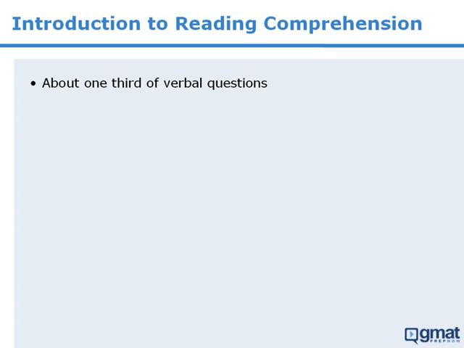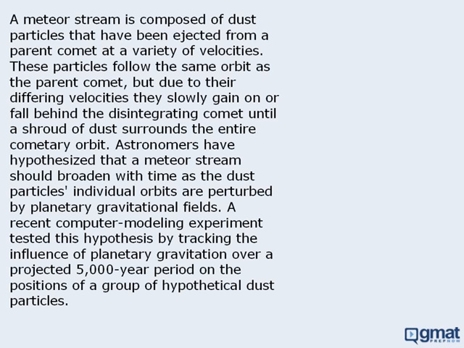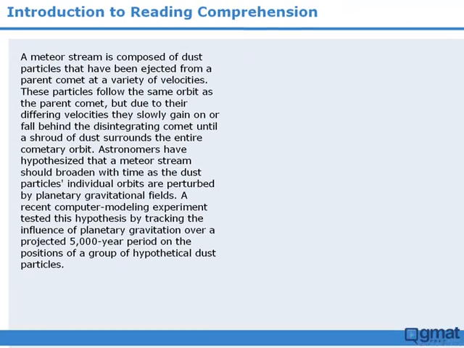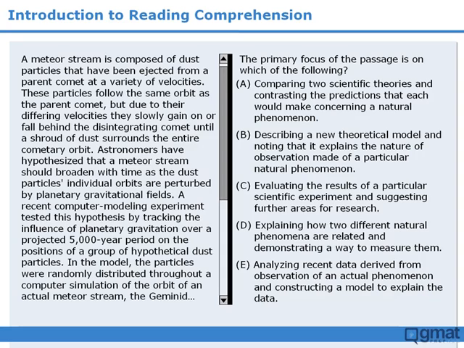Okay, to begin, about 1/3 of the questions in the verbal section of the GMAT will be reading comprehension questions. For each reading comprehension question, a passage appears on the left-hand side of the screen and a related question appears on the right-hand side. Your task is to answer the questions based on what is stated or implied in the passage. Please note that if the passage is too long to fit on the screen, a scroll bar will allow you to scroll the text up and down.